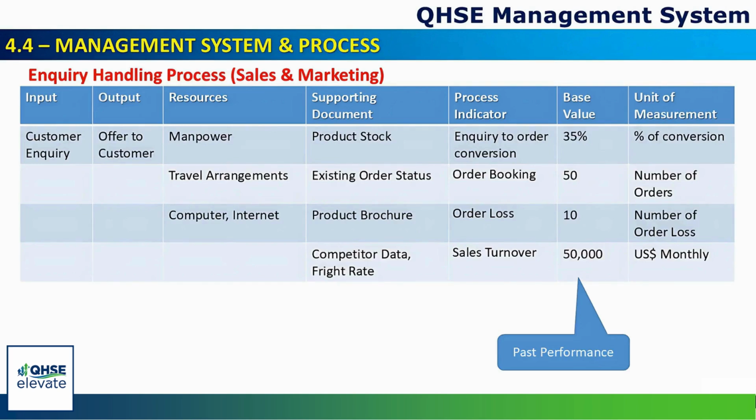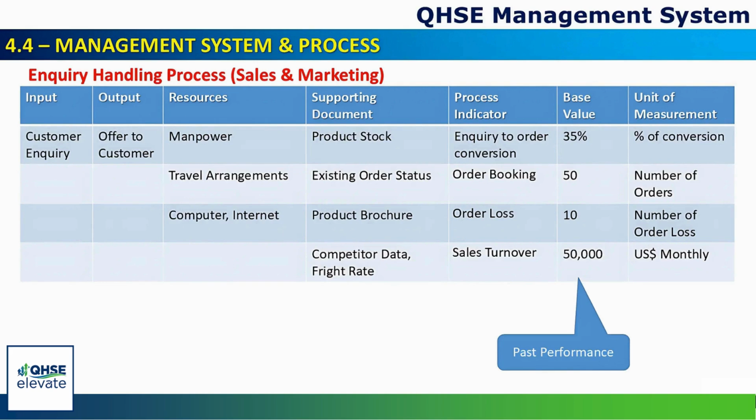In this table, the function is sales and marketing, and the process is inquiry handling. In the inquiry handling process, the input is a customer inquiry, and the output is an offer to the customer. To turn the input into the output, that is, to turn a customer inquiry into an offer to the customer, we need manpower, travel arrangements, computers and internet, and many other resources.